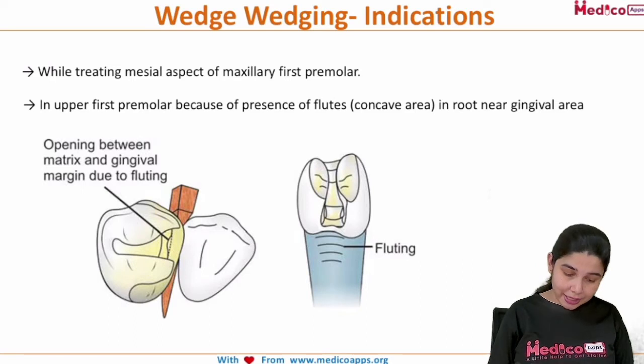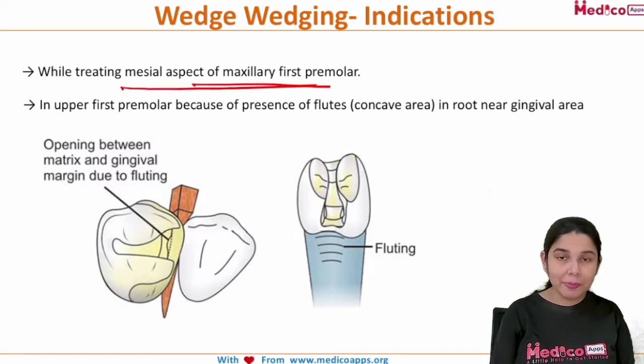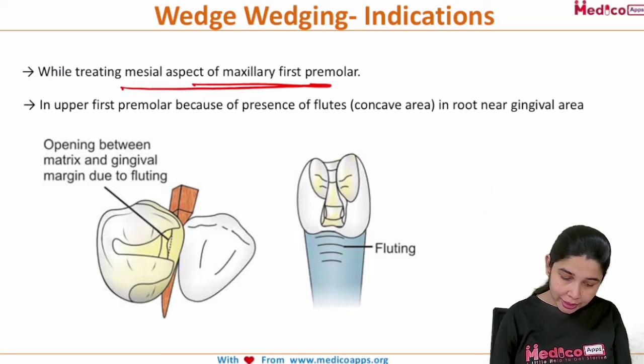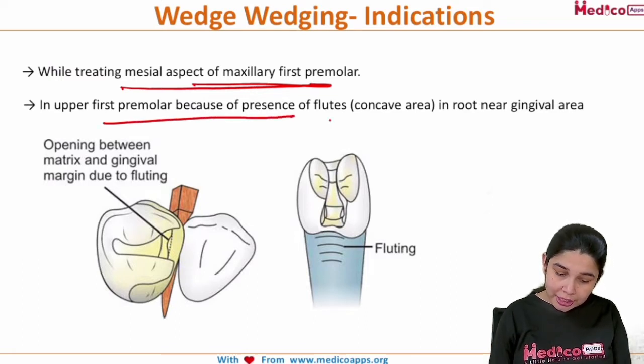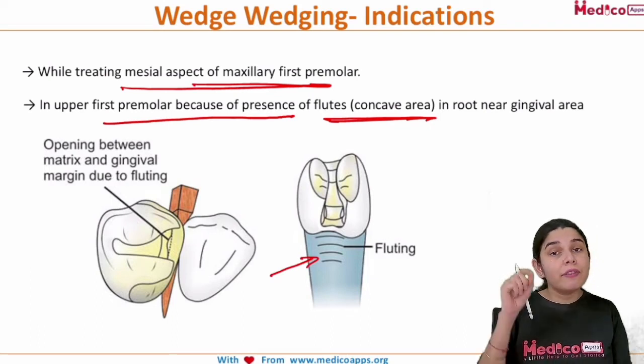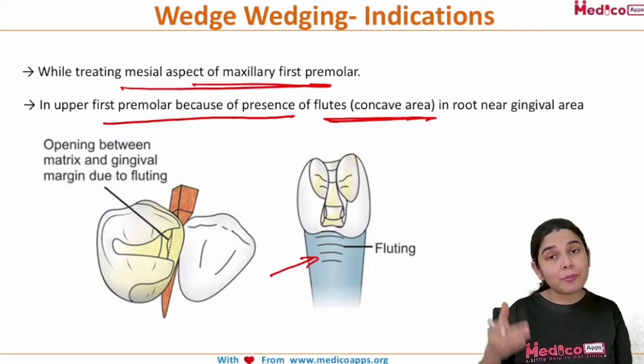It is basically used while treating the mesial aspect of the maxillary first premolar. Why? Because I have already told you that in the upper first premolar, there is presence of the fluids. These are the fluids or the concave areas, which make the matrix band placement difficult.